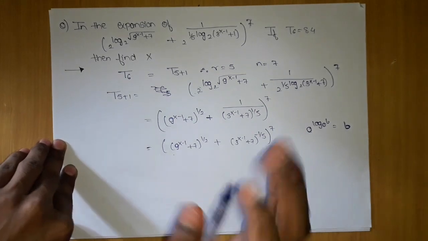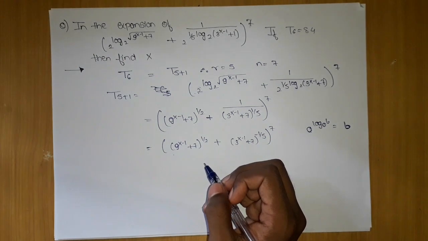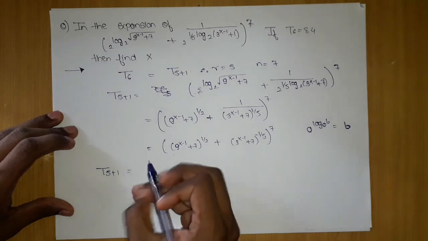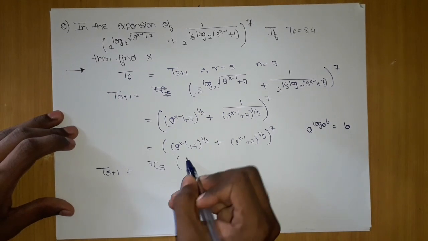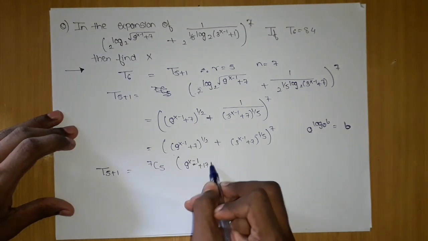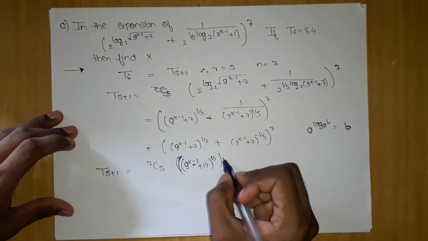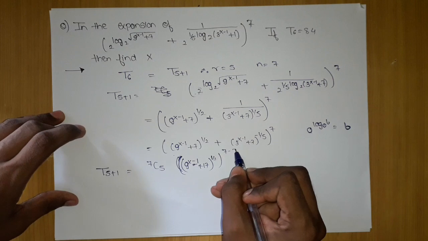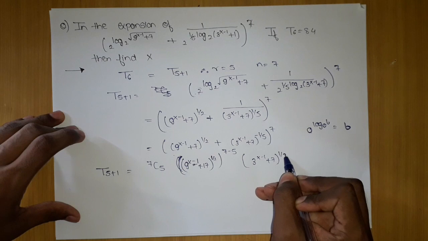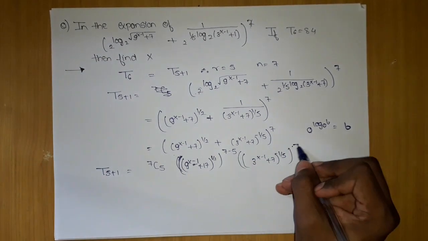Now if this is my simplified binomial, what I'm going to do is get the fifth term, which is t5 plus 1. So it is 7c5, and if you see, it is (9^(x-1) + 7) to the power 1 by 2 to the power, again the power will appear here, 7 minus 5, right? And here (3^(x-1) + 7) to the power minus 1 by 5 to the power r, where r is 5, so 5 will be there.